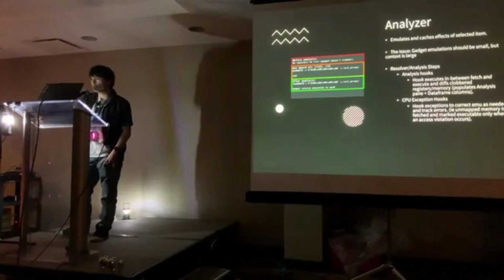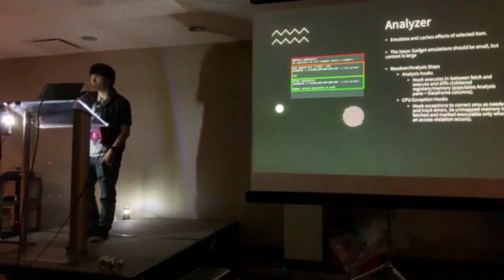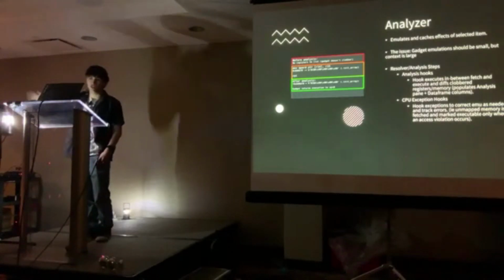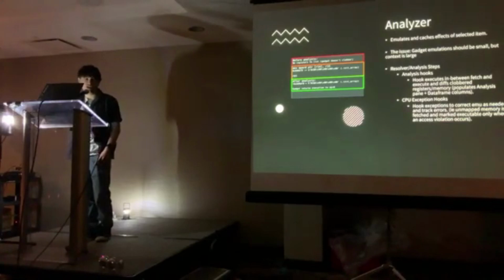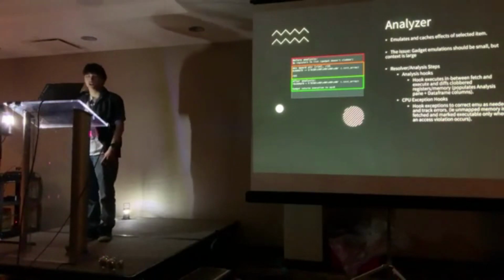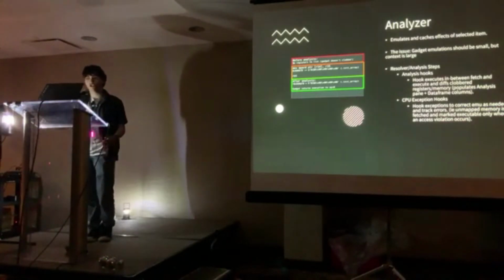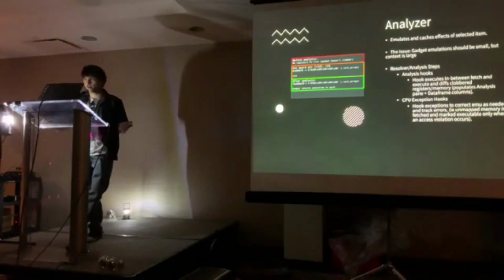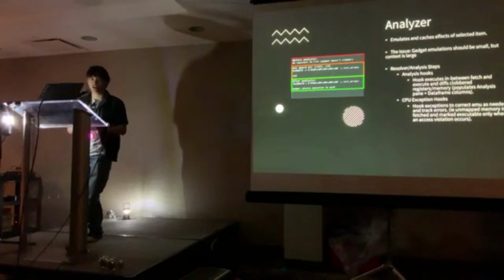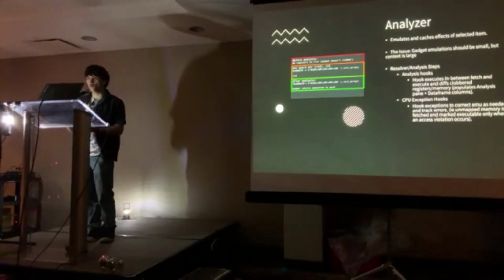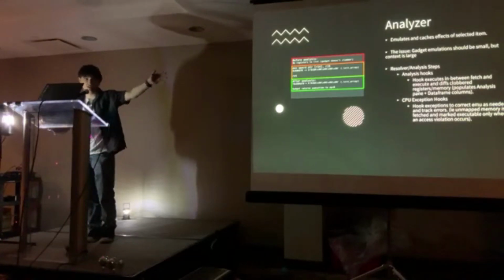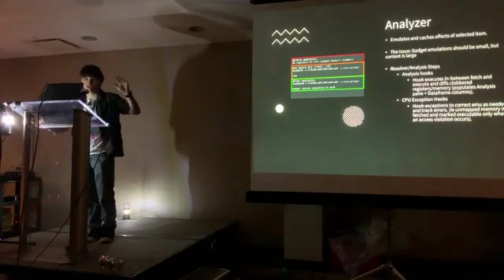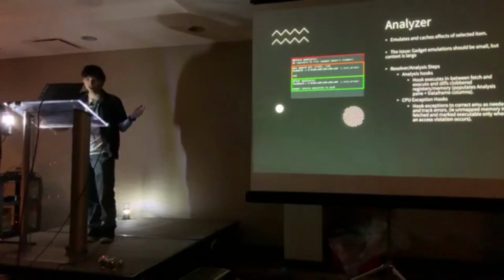The analyzer emulates and caches effects of selected items, and it also handles search queries by populating a bunch of analyses. The issue with making an emulation algorithm like this is gadget emulations should be small, but they should have precision. We want small emulations because we don't want to keep spawning huge ones with the entire binary context, but we also want them to be accurate. We want a gadget like this to actually work in context with the binary that's loaded. So we need a way to handle that.